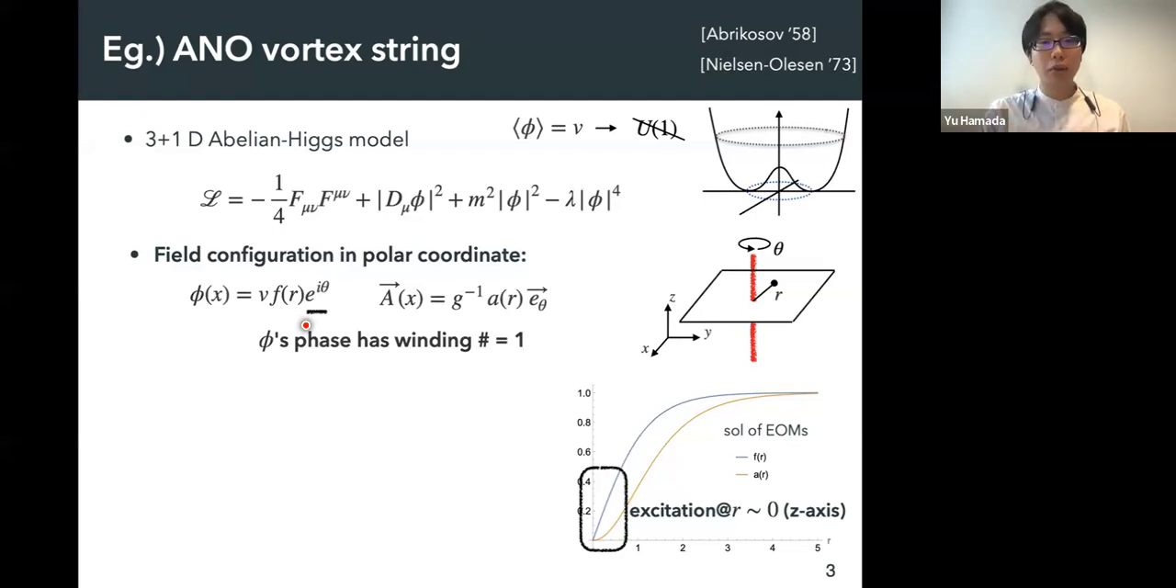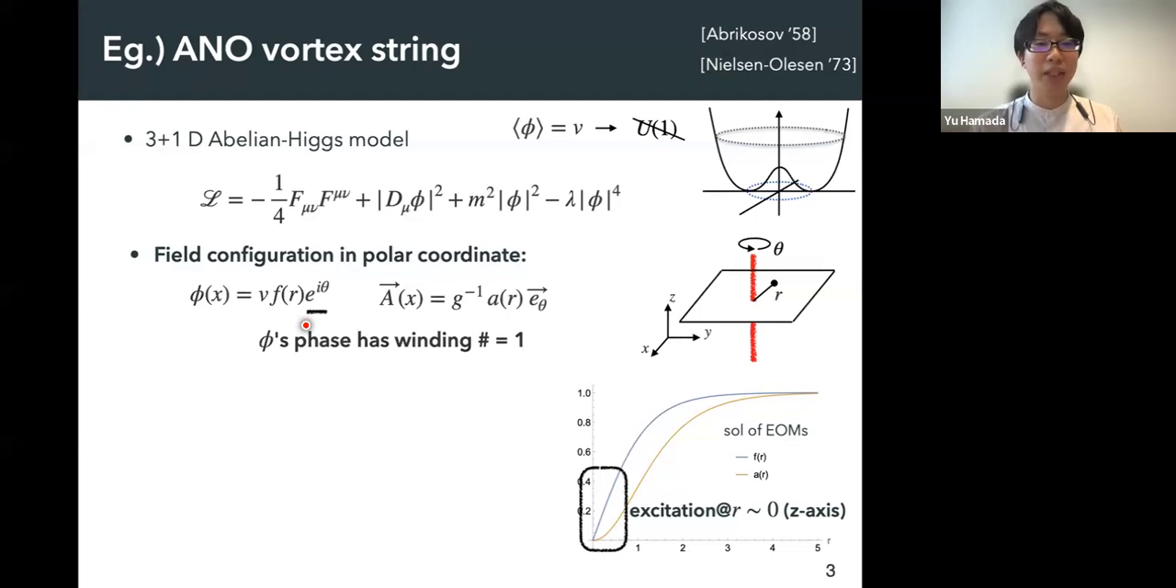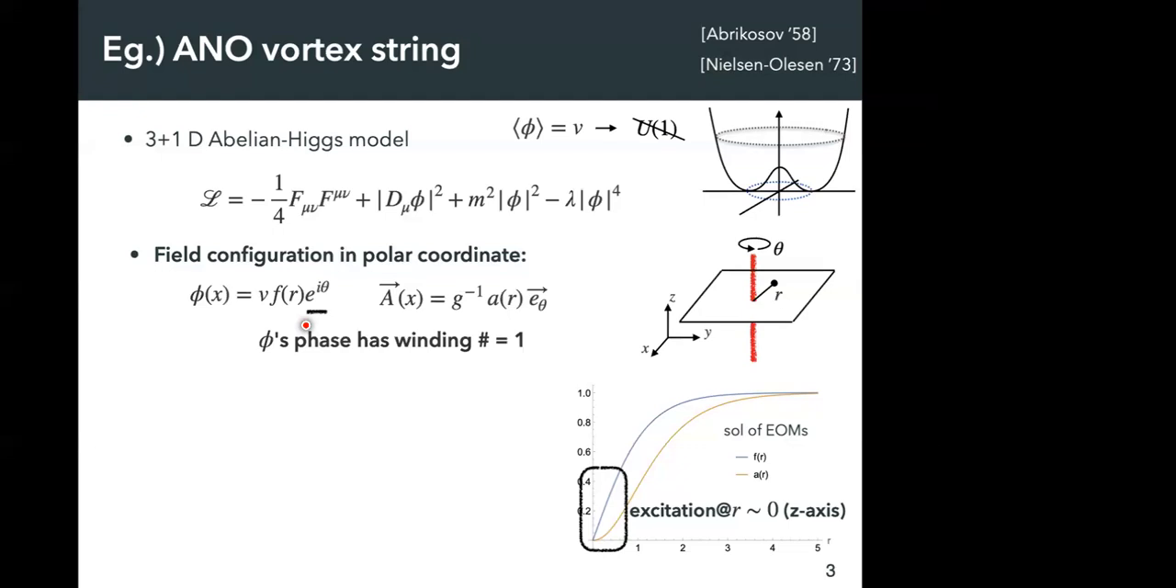So now I'm considering static configuration, which doesn't depend on time. Static configuration. I see. Then in that sense, this object doesn't move at this stage. And in general, if we write down the complex field, then also in the phase part, the theta has to depend on x, y, z, right?